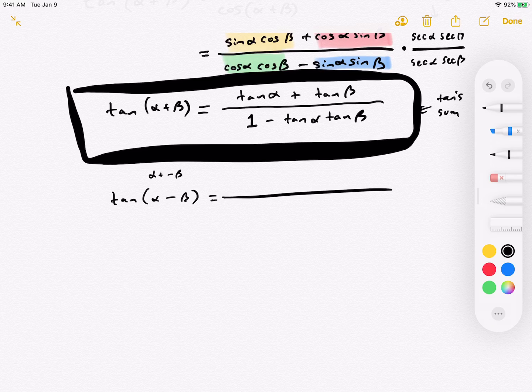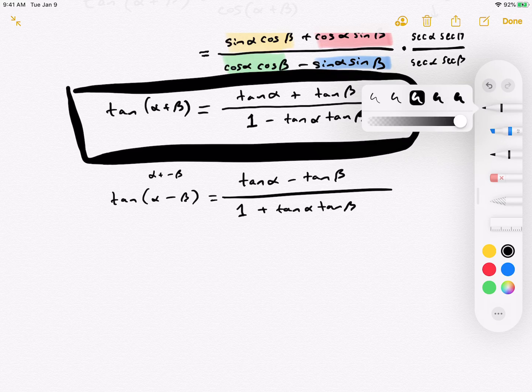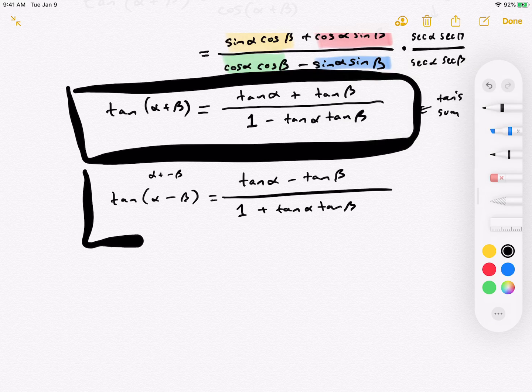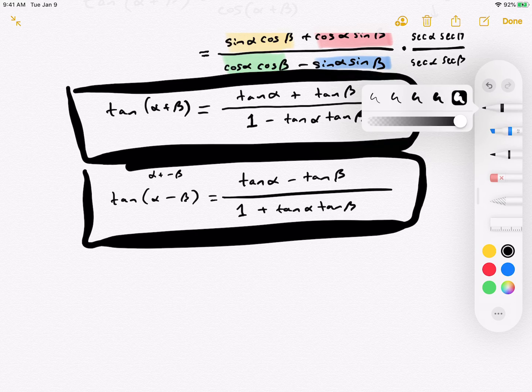So what that means is my numerator would change to tan alpha minus tan beta instead of a sum. And then in the denominator, I would get tan alpha tan beta as a positive, because the minus sign on the tan beta will come out and change that sign. And that will give me tan's sum and tan's difference all at once. So tan's sum and its difference identity.